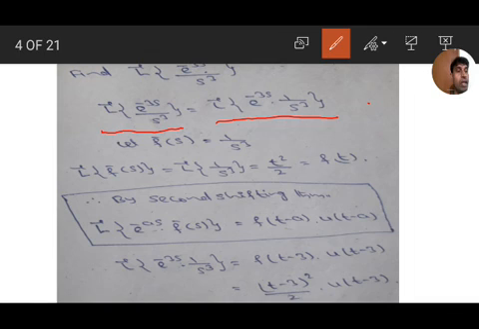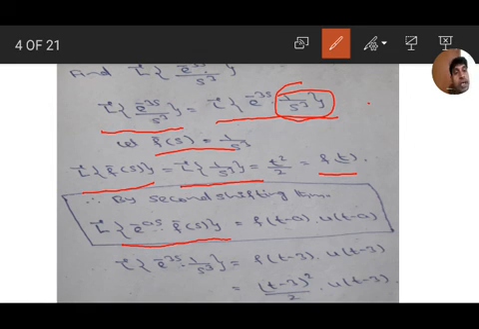So to find the inverse Laplace transform, we have to use compulsory the second shifting theorem. So let f bar s equal to 1 by s cube, and L inverse of f bar s equals L inverse of 1 by s cube, that is t square by 2, that equals f of t. So by second shifting theorem, L inverse of e to the power of minus as into f bar s equals f of t minus a into u of t minus a.